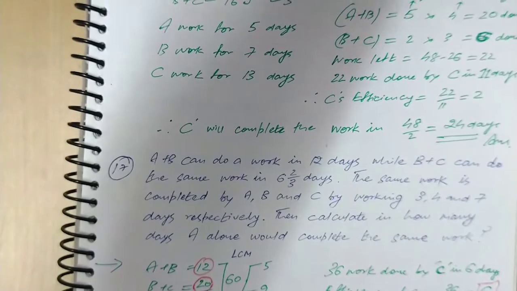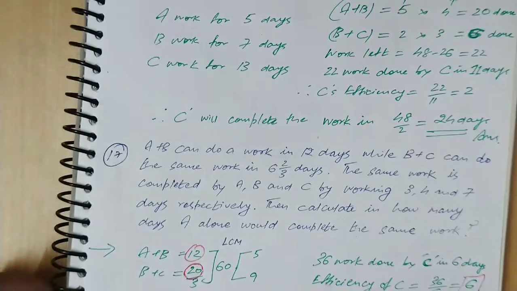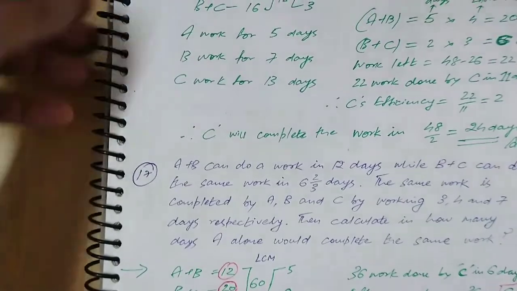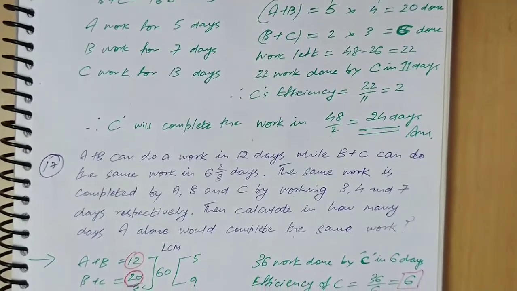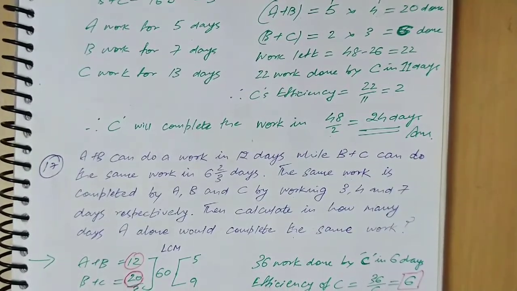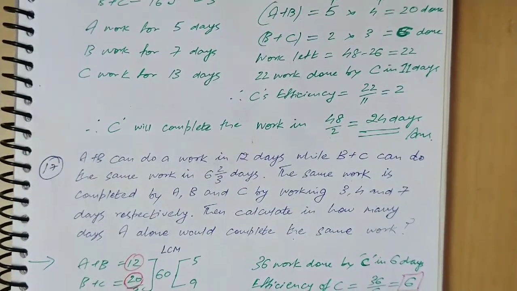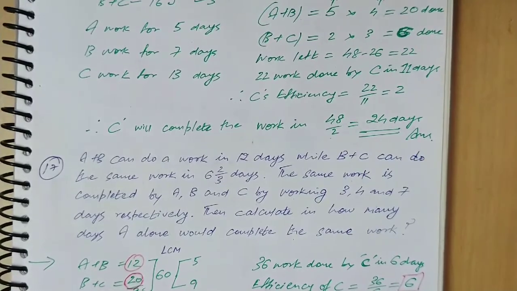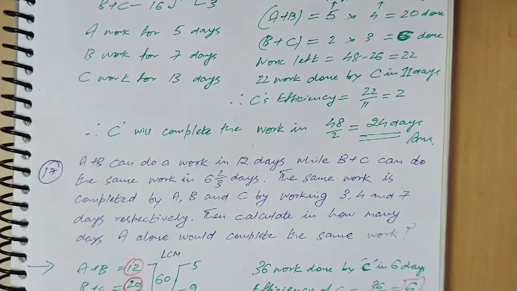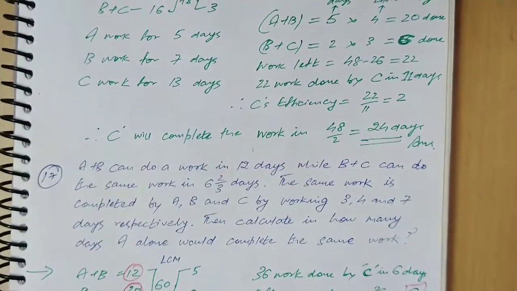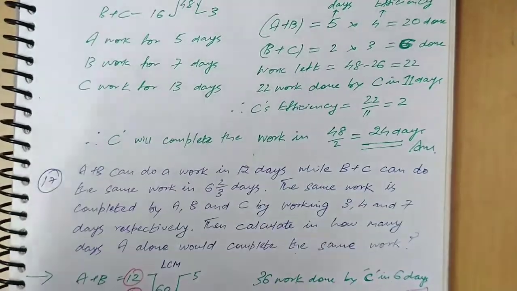Alright, the next question is, A plus B can do a work in 12 days, while B plus C can do the same work in 6 2/3 days. The same work is completed by A, B and C by working 3, 4 and 7 days respectively. Then calculate in how many days A alone would complete the same work. Same question. The only difference is that B plus C can do the same work in 6 2/3 days. It's given in fraction. So I will show you how to solve this problem.